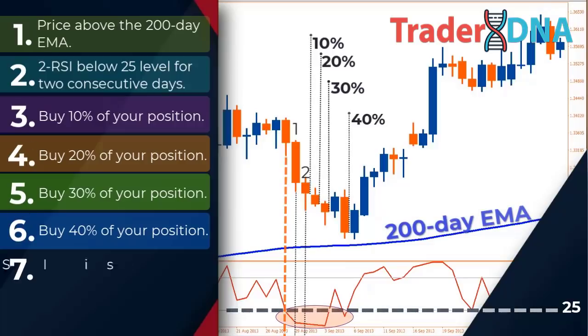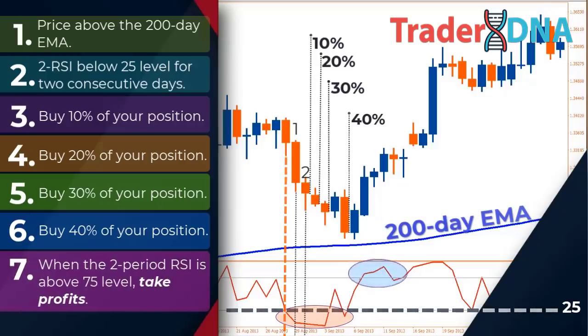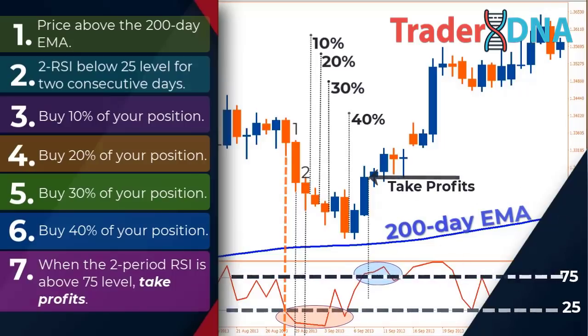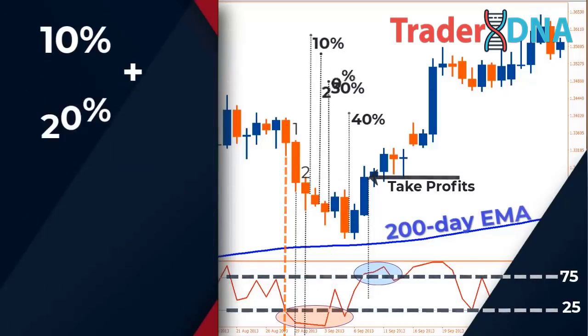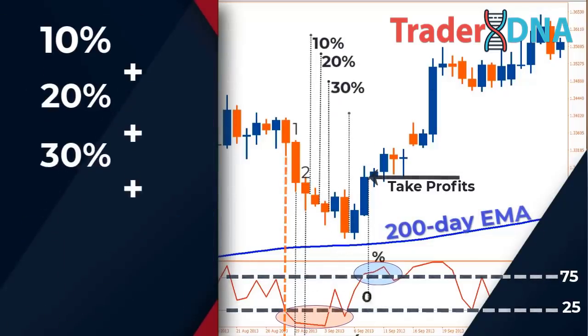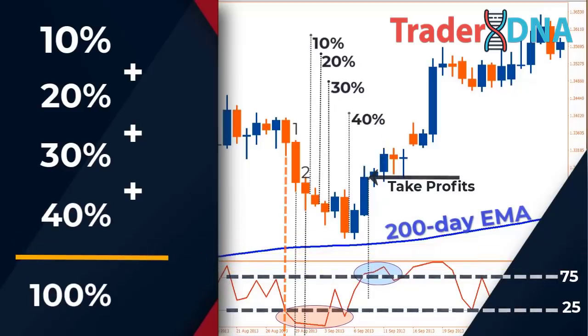Seventh, when the two-period RSI is in overbought territory, or above the 75 level, take profits at the closing price of that day. Trading with this advanced scaling in technique allows us to establish a full position when the market is oversold. 10% plus 20% plus 30% plus 40% equals 100%.